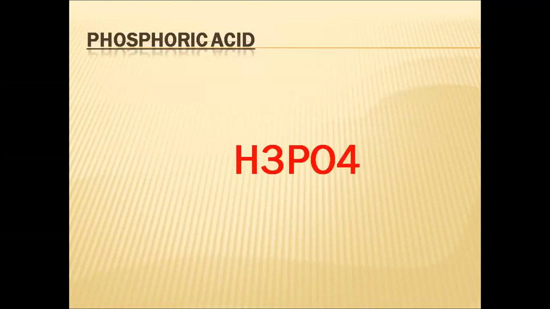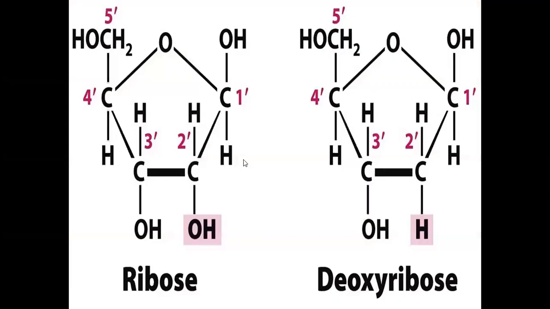First one is the phosphate group. The phosphate group is provided to the DNA by phosphoric acid. The chemical formula of phosphoric acid is H3PO4. So this H3PO4 provides DNA with the phosphate group. The phosphate group will be taken into DNA from this H3PO4. And the second component is pentose sugar. Two types of pentose sugars are there in nucleic acids. One is ribose, which is present in RNA, and the second one is deoxyribose. It is present in DNA.